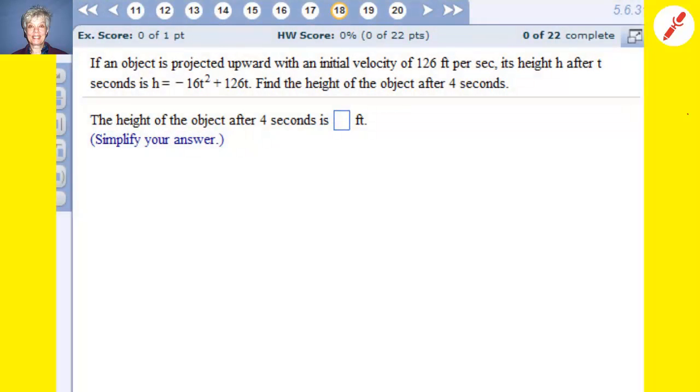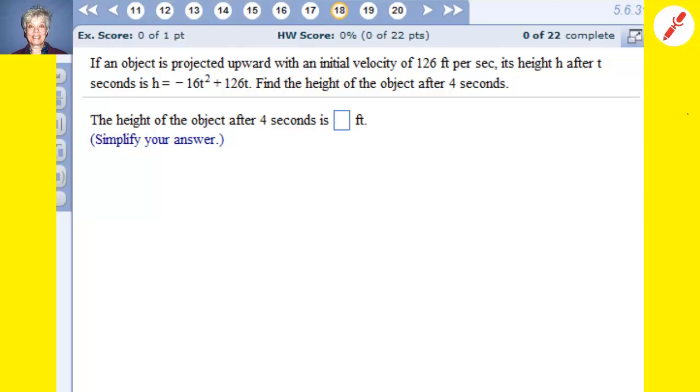Hi there. We're going to talk about projectile motion. If an object is projected upward with an initial velocity of 126 feet per second, its height, h, after t seconds, is h equals negative 16t squared plus 126t. Find the height of the object after 4 seconds.